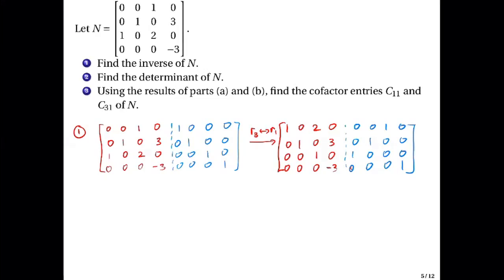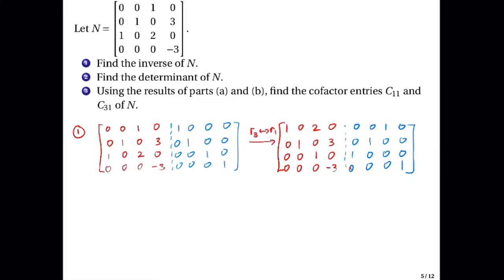And then what's next? We can divide this by negative 3 to introduce a leading one. But before doing that, what I want to do is to make this a 0 entry. And in order to do that, we'll just have to add row 2 plus row 4.